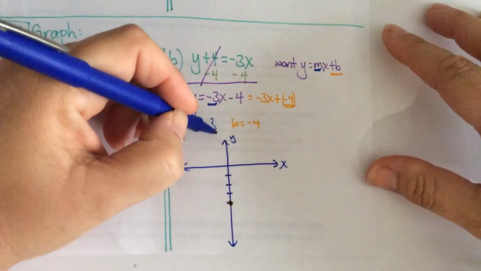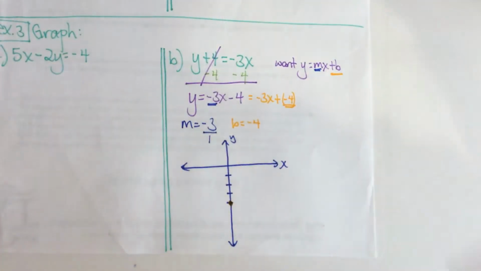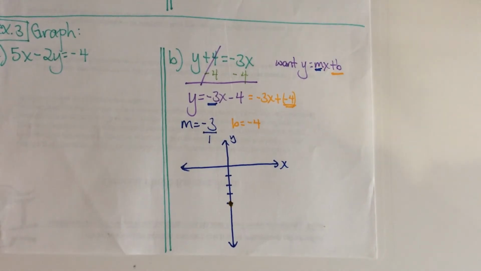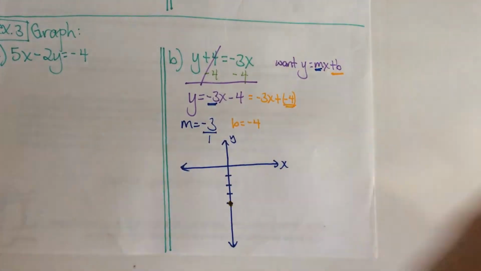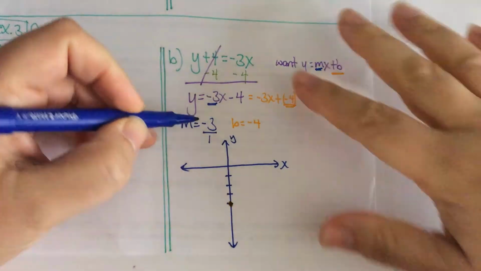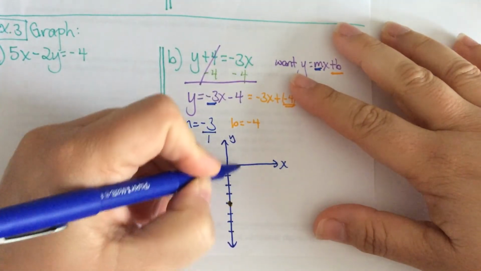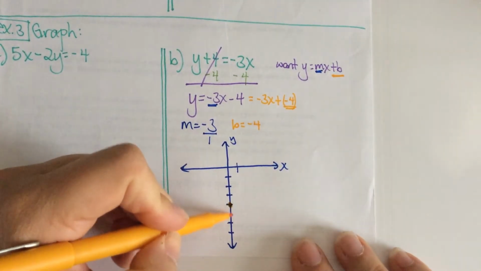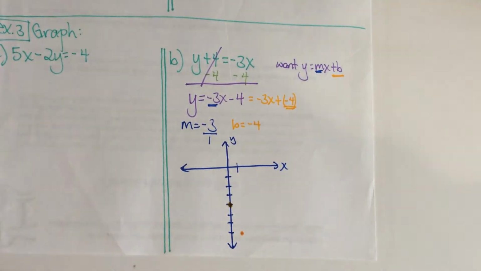Now it needs to be rise over run, and I don't want to change the value. This still needs to equal -3, so I can't just randomly place a 2 under there. I need to place a 1 so that this is still equal to -3. Excuse me. All right. So rise -3 actually means go down, correct? So I'm going to go down 3 and right 1 because that's a positive 1. So from the y-intercept, I'm going down 3 and right 1.